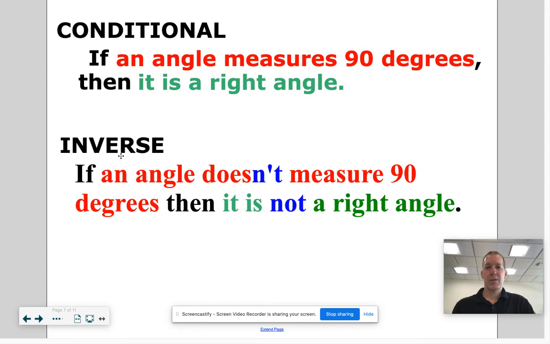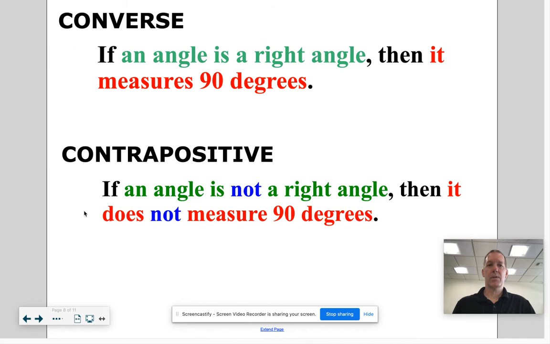Now, what if we do the inverse of that? Now, the inverse, what it does is negate it. So when we say inverse, we're saying let's make everything not. It's the not part of it. So if an angle does not measure 90 degrees, so I've got anything else besides 90, like 80 or 45 or whatever, right? Anything that's not 90, then it is not a right angle. Well, that's probably true in this case. It doesn't always have to be true, though. Just because the conditional is true doesn't mean the inverse is always going to be true. Sometimes the conditional is true and the inverse is false, right? You just have to read what you have. So if an angle doesn't measure 90, then it does not form a right angle. All right, so that's the inverse.